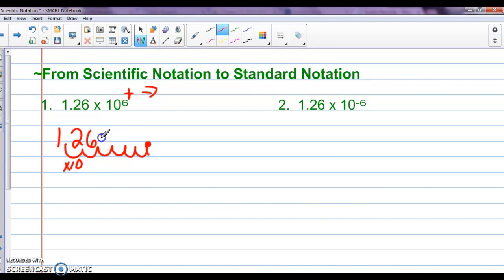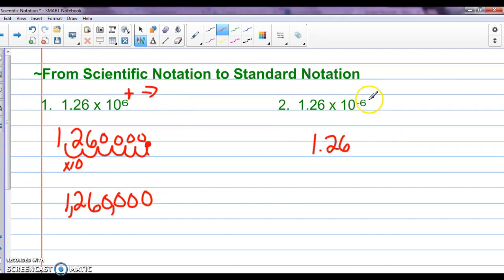That means I now have to add zeros in the spots that are blank, making our final answer for this 126,000,000, which when you add the commas is 1,260,000.